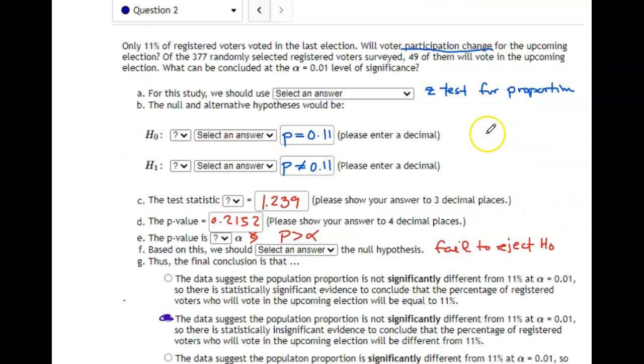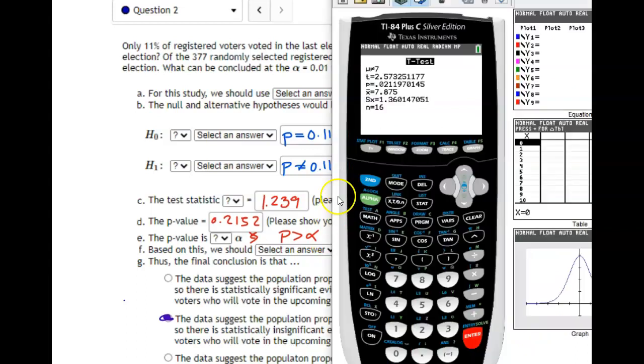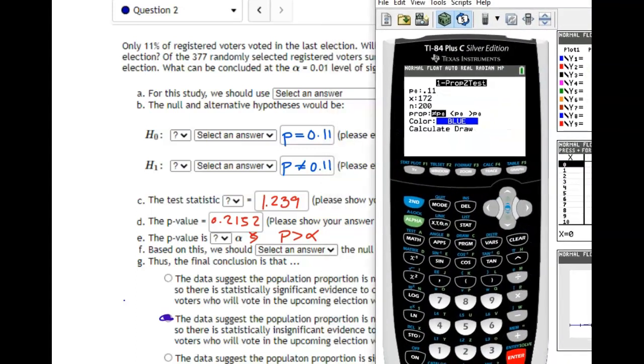All right, so let me show you how this is done with the TI. Let's 2nd Quit here. We go to Stat and we go to Tests. We don't have any data to put in, and we want a 1-PropZTest. P0 is the null hypothesis proportion, 0.11. X is the number of successes, which was 49. N is how many people were surveyed, which was 377.